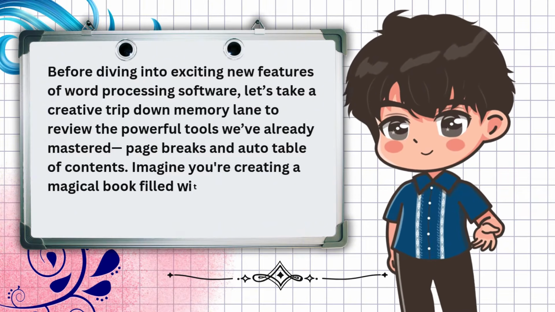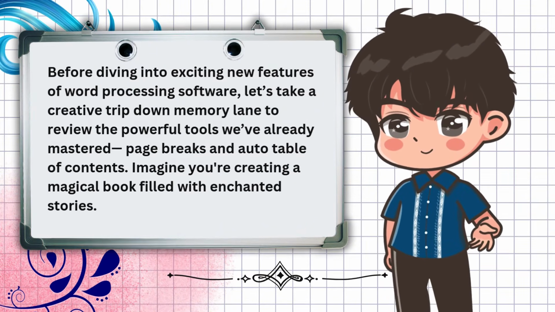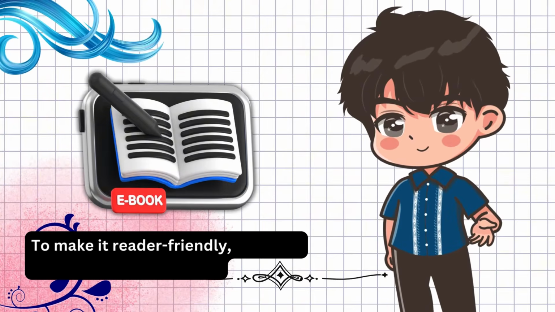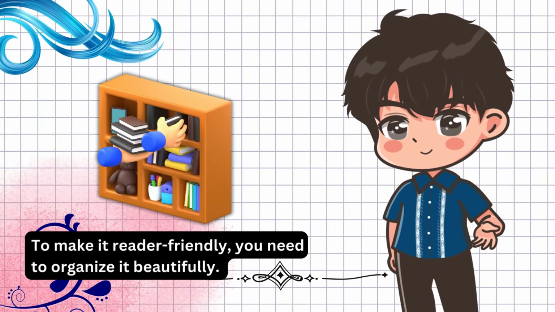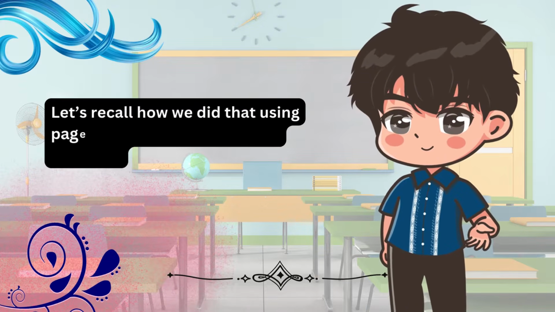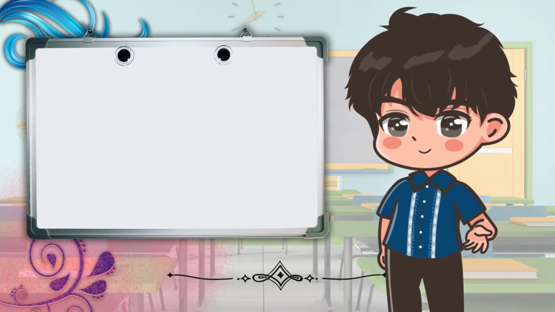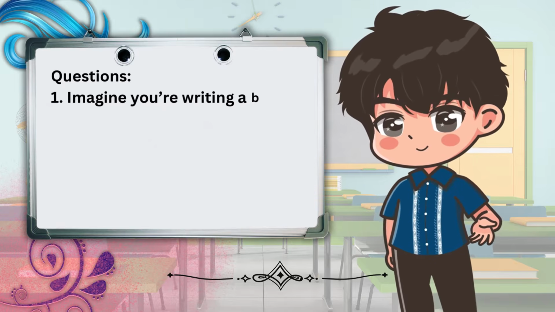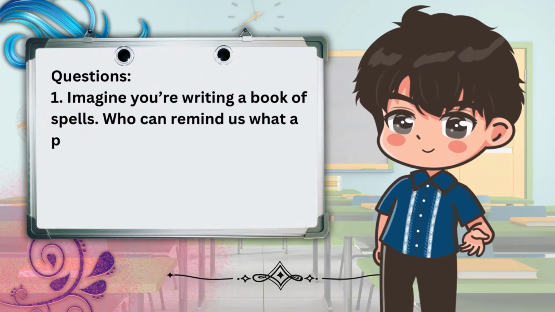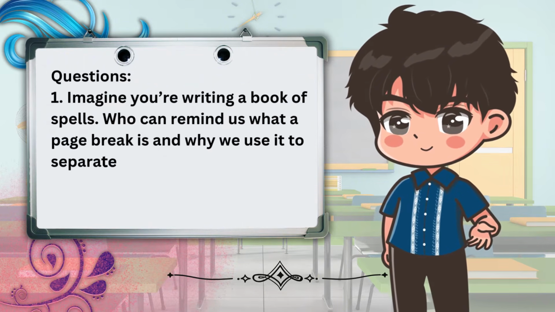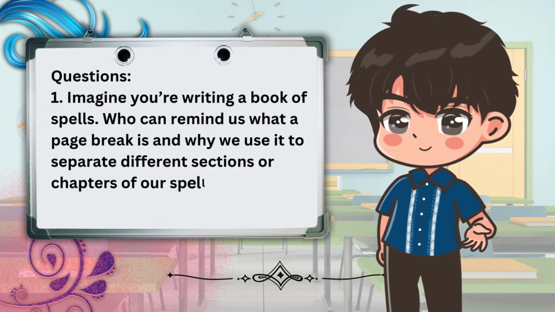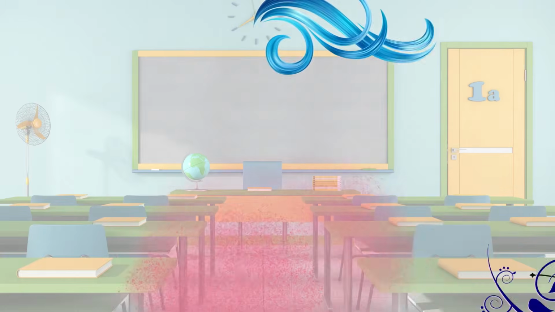Imagine you're creating a magical book filled with enchanted stories. To make it reader-friendly, you need to organize it beautifully. Let's recall how we did that using page breaks and auto tables of contents. Questions. 1. Imagine you're writing a book of spells. Who can remind us what a page break is and why we use it to separate different sections or chapters of our spell book?